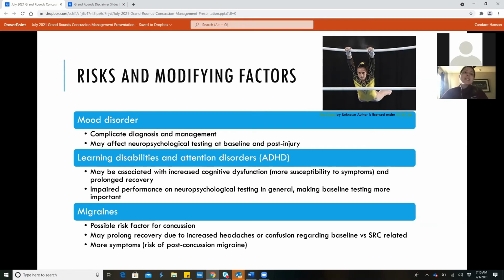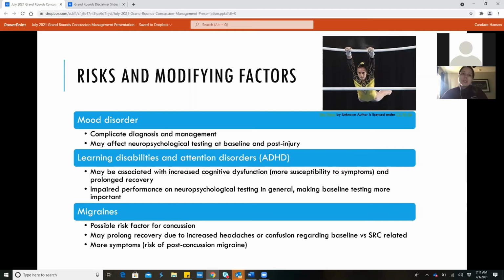These are more things that complicate diagnosis of concussion or clearance from concussion, as opposed to truly making it more likely to have a concussion. Mood disorder complicates diagnosis and management because the emotional aspects of concussion can make it more difficult to see where the athlete is at baseline versus where they are now, and to determine what's concussion related and what's their normal.